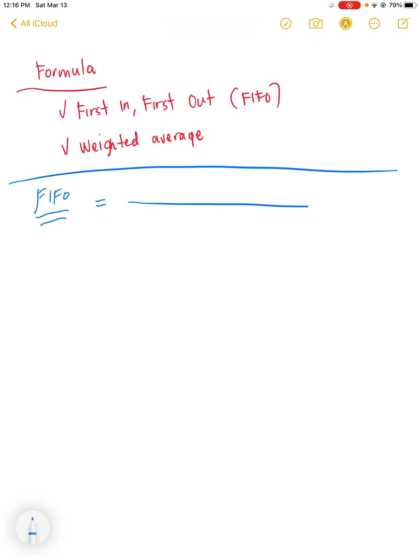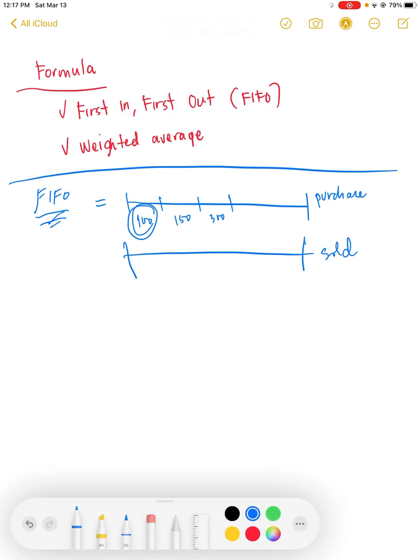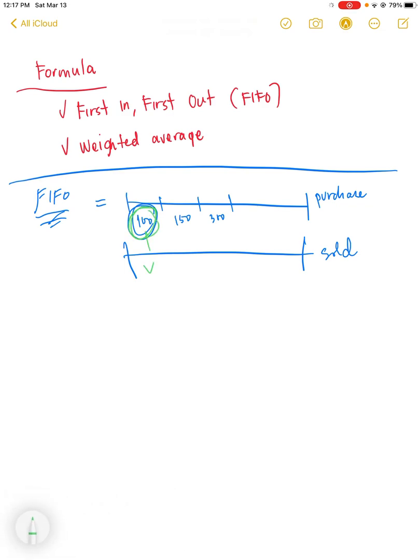Okay? So, halimbawa, nandito yung ating may 100 ka dito, may 150 ka dito, may 300 ka dito. Okay, ito yung pinurchase mo. Pag magbebenta ka ngayon, the question is, dun sa una mong benta, saan manggagaling yung una mong benta? Okay? Pag sinabi nating first in, first out, kung ito yung una mong binili, ito rin yung una mong ibebenta. Okay? So that's why it's first in, first out. The rule is first come, first sold.